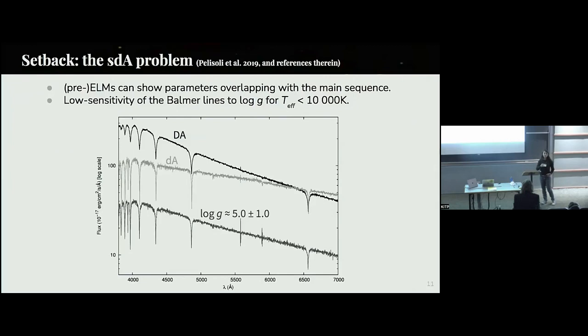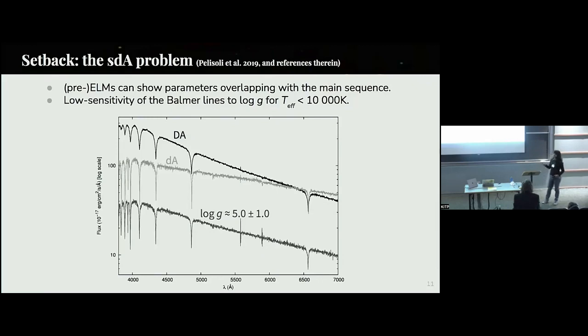Because these objects have very similar spectra, they can be put into the sdA class, but you can't really tell from the log g and effective temperature alone if it's a low-mass white dwarf or a metal-poor main sequence star. This gets more complicated because below 10,000 Kelvin, the width of the lines is actually not very sensitive to log g.